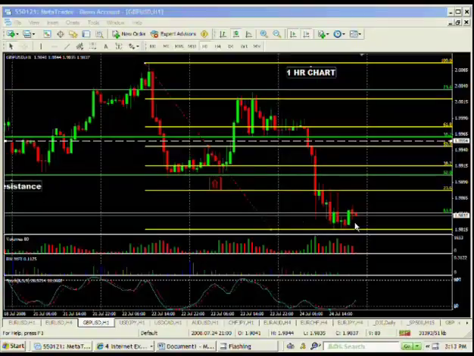It's 3:13 p.m. Eastern Standard Time and 21:13 GMT time, and we're looking at the 1 hour chart of the pound dollar, and the chart is displayed in GMT time. So this current bar is displaying 21:13, or 3:13 Eastern Standard Time.